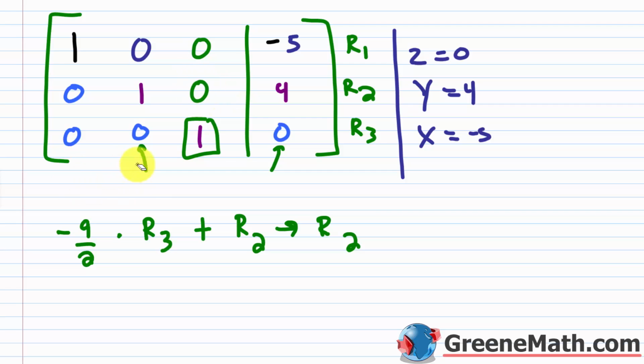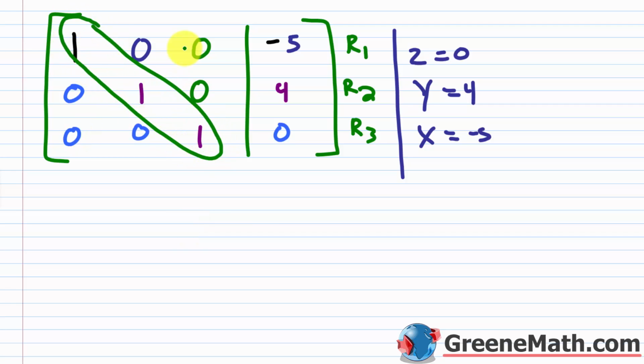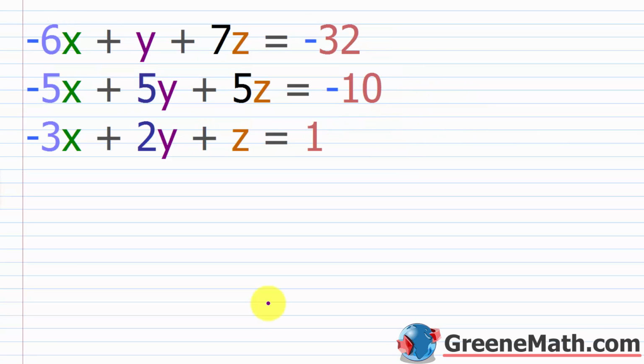All right. So we can see that we got the same answer by putting our augmented matrix in this reduced row echelon form. We have our 1s going down the diagonal. We have 0s above and below. So we find that x is -5. We find that y is 4. And we find that z is equal to 0. All right, so let's go ahead and take a look at another one.